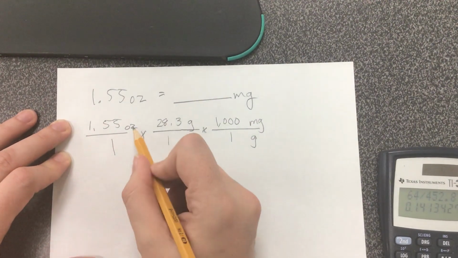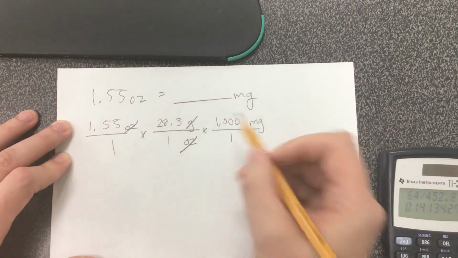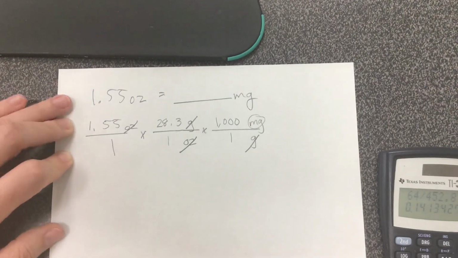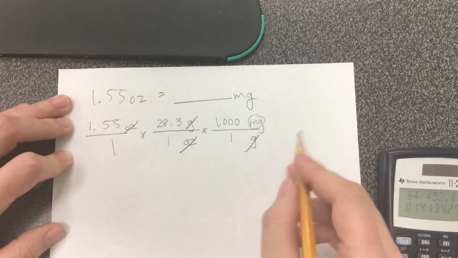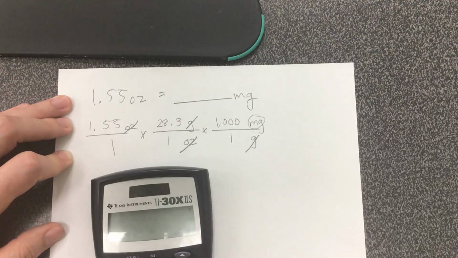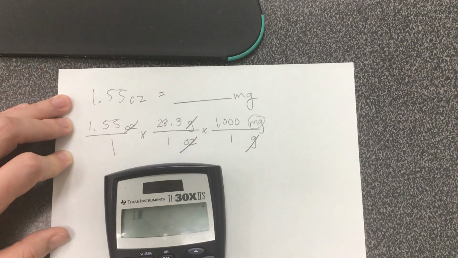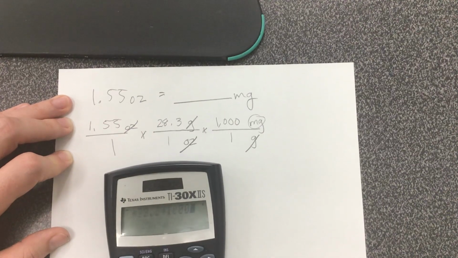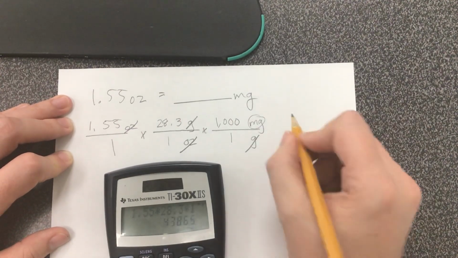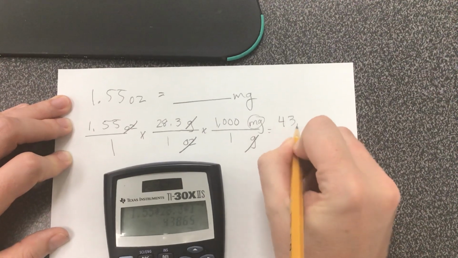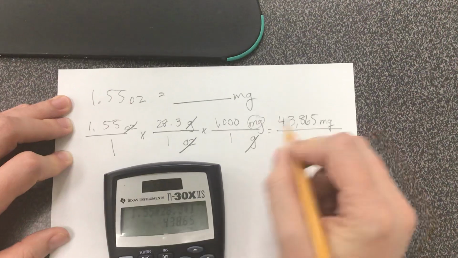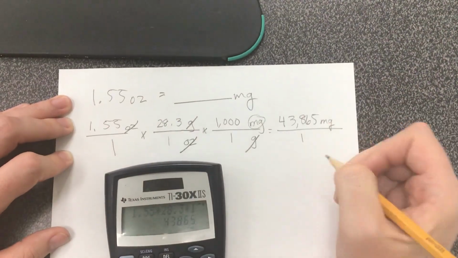Now it's time to compute. Let's cancel our units, cross-canceling these, sticking with our final units of milligrams. Now we're going to multiply across the top. Let's get out our calculator here. 1.55 times 28.3 times 1,000 equals 43,865 milligrams over 1 times 1 times 1 is 1.